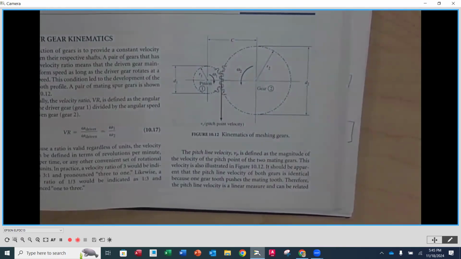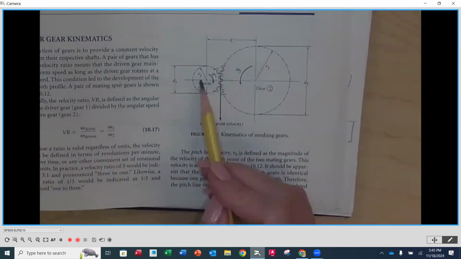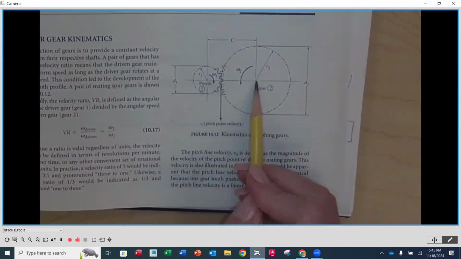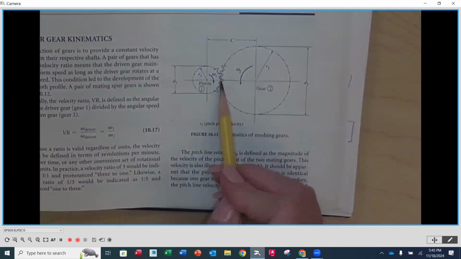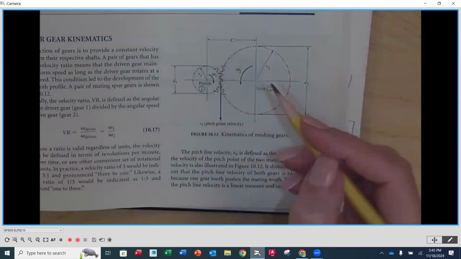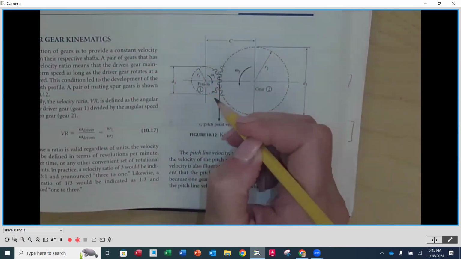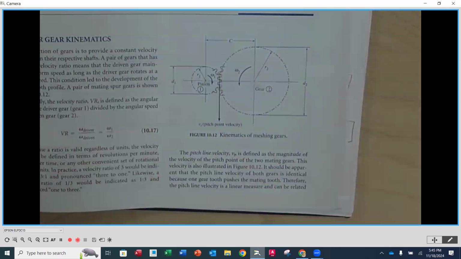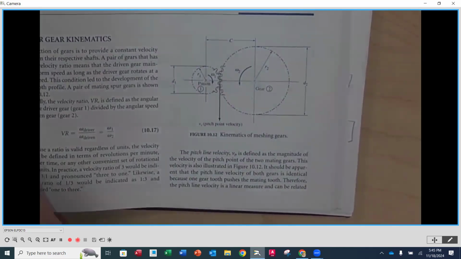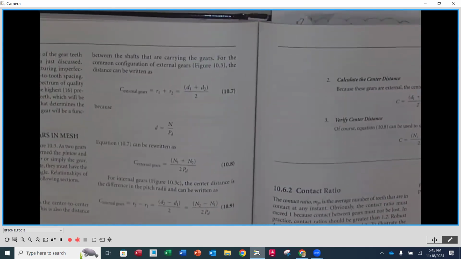Now, the other distance here is the center distance, and the center distance is simply the distance from the center of the pinion to the center of the gear. And remember that we are going to have engagement at the pitch diameter. Essentially, this pitch diameter is tangent to this pitch diameter, okay? So the center distance then becomes the radii of the pitch diameters added together. Does that make sense? Okay, so there are a couple equations at the top of page 268.